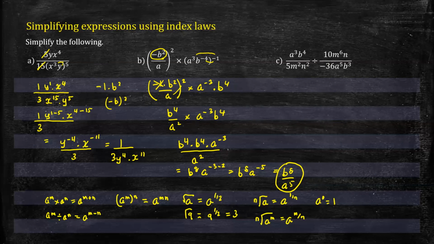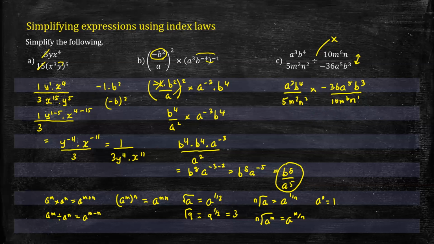In question C, we have a division problem. So the first thing to deal with here is changing this division sign to multiplication and then finding the reciprocal of the right side. So we'll do that. So a^3 b^4 divided by 5m^2 n^2, multiplied by the reciprocal of the right side, negative 36 a^5 b^3 divided by 10 m^6 n^1. We'll write that.